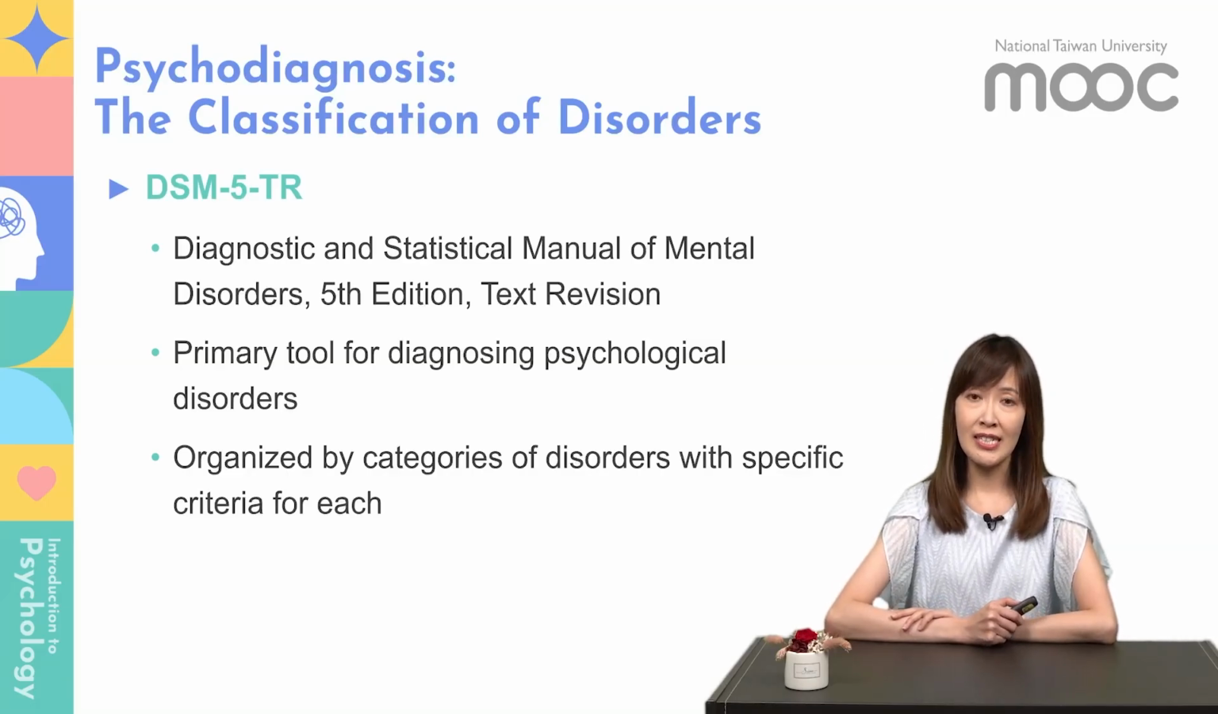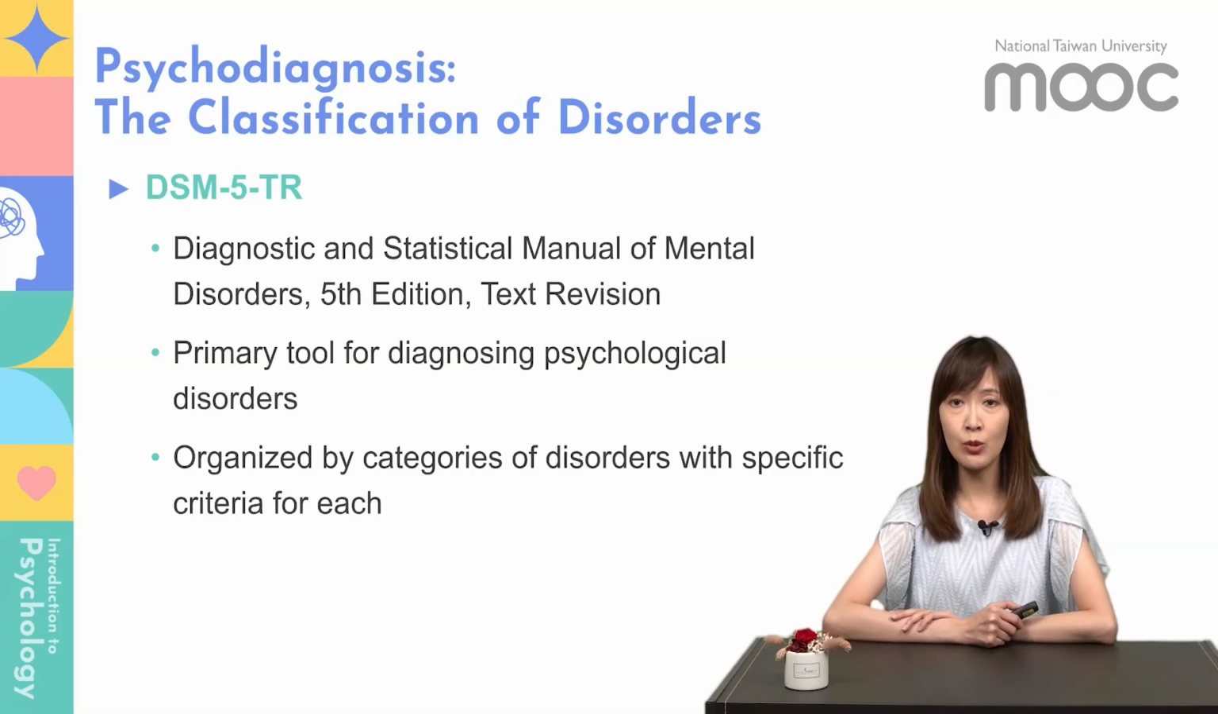So the book, DSM-5, was published in 2013. And then in year 2022, there's a revision. So now it's called DSM-5-TR, text revision. So that is the book that we can use to make diagnoses for psychological disorders.